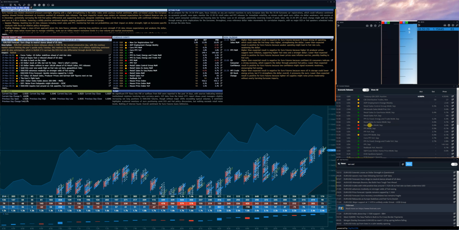So I like to have them here. But here, really, the way it was done is that it's explaining, for example, the PPI is important today and explaining why, in a very simple way. So higher than expected result is negative for the euro future because it boosts the US inflation, and dollar strength, therefore, lower than expected result is positive for the euro, i.e.